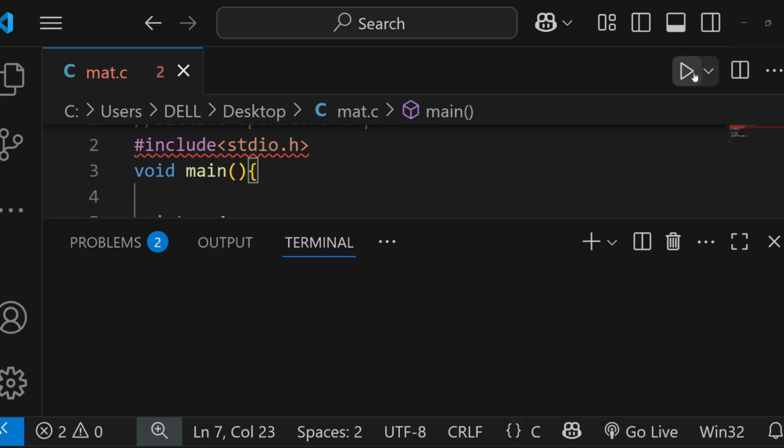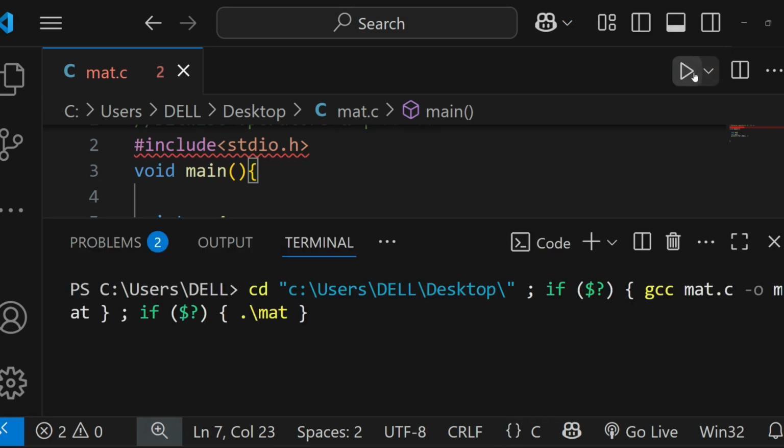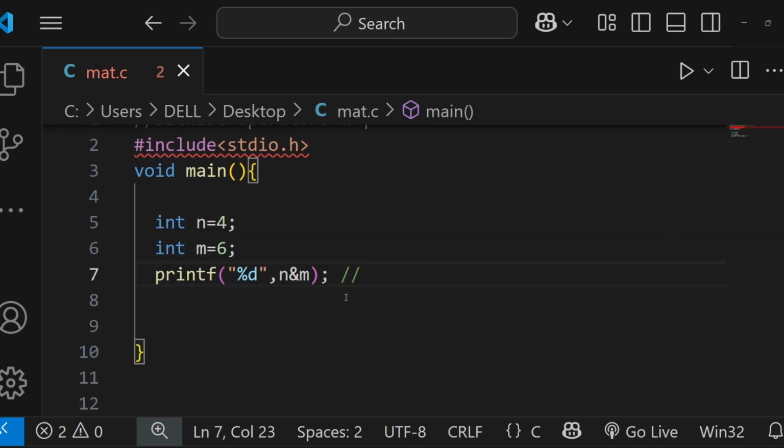Okay, so now we will see what will be the value for it. If I just try to run the code, very easily you have to understand this. So what will it give me as the value? It is giving me 4. So how is it going to give me the value 4?